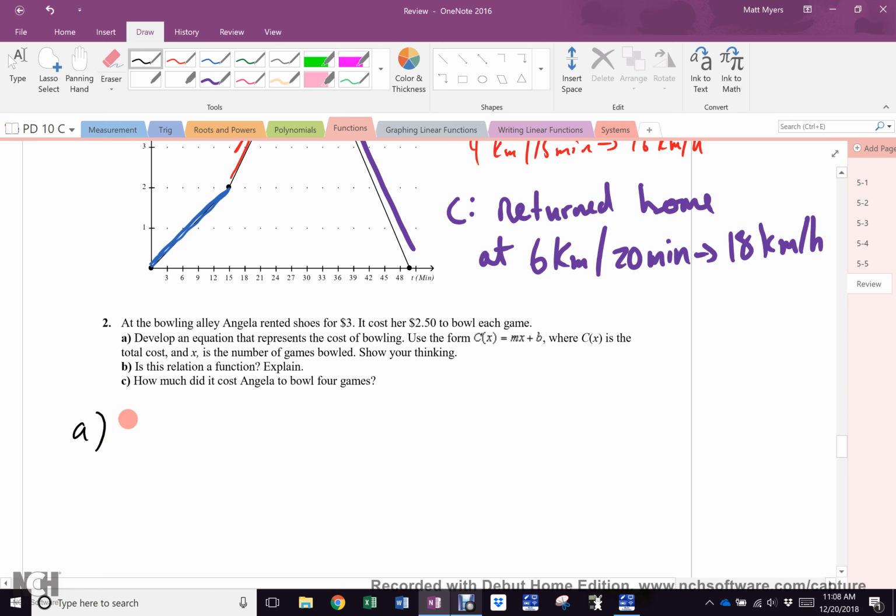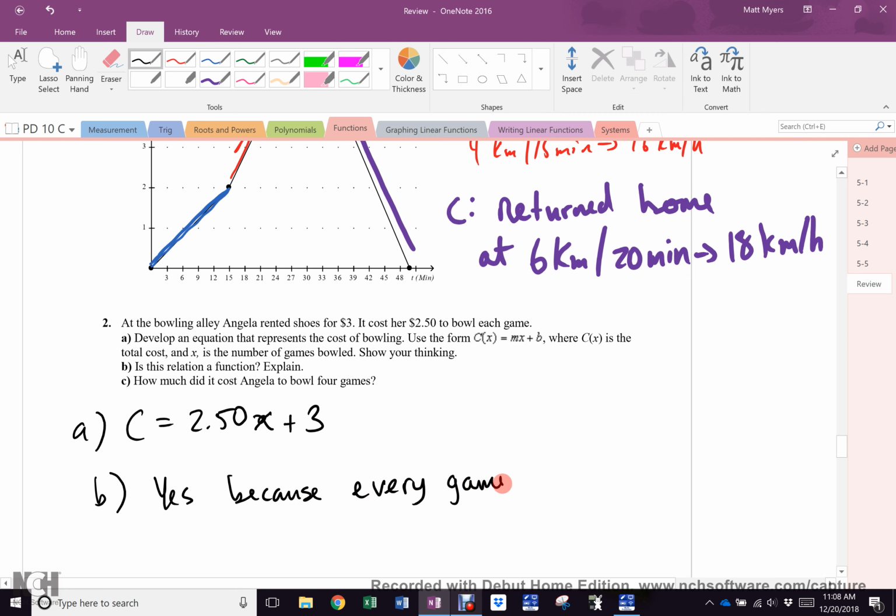A, what's the equation? Cost equals 2.50 times x for games bought plus $3. Yes, because every game gives a new and unique cost. And C, cost equals 2.5 times 4 plus 3, which equals $13.